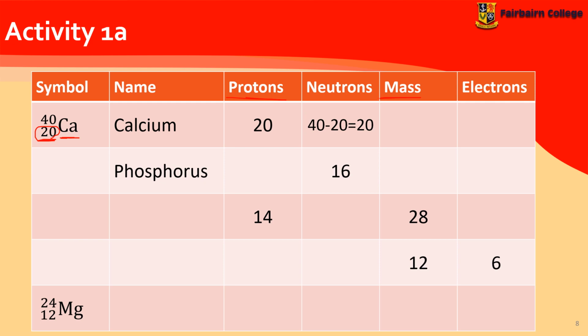Then the atomic mass we already used over here, so we can just carry it over. The atomic mass is 40, and the electrons is equal to the protons, so that is also 20. Okay, simple as that. Do it for the rest of the table, and that's the first part of the activity.